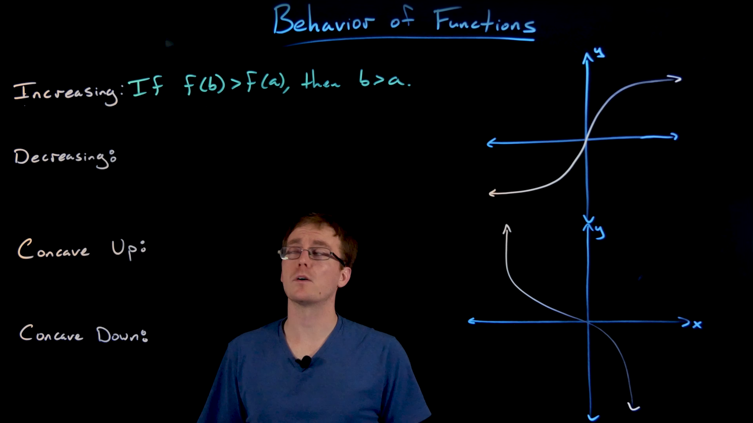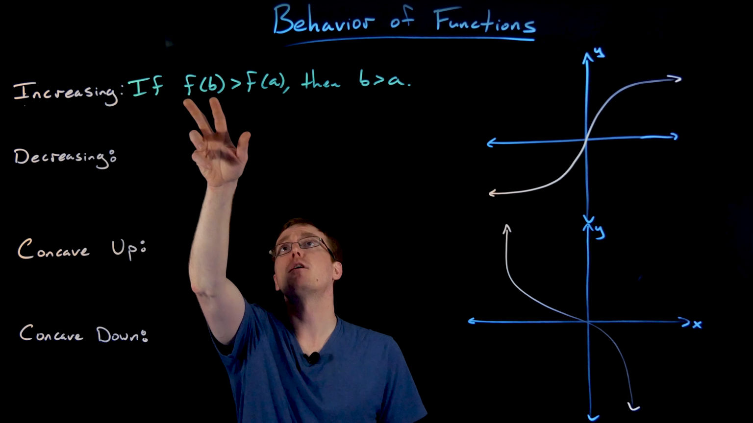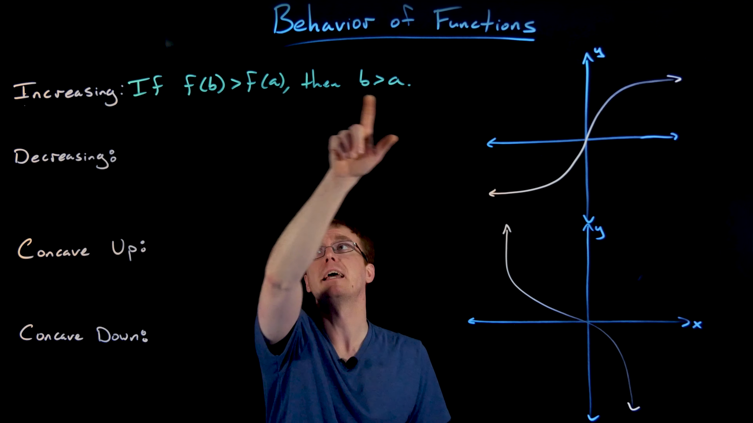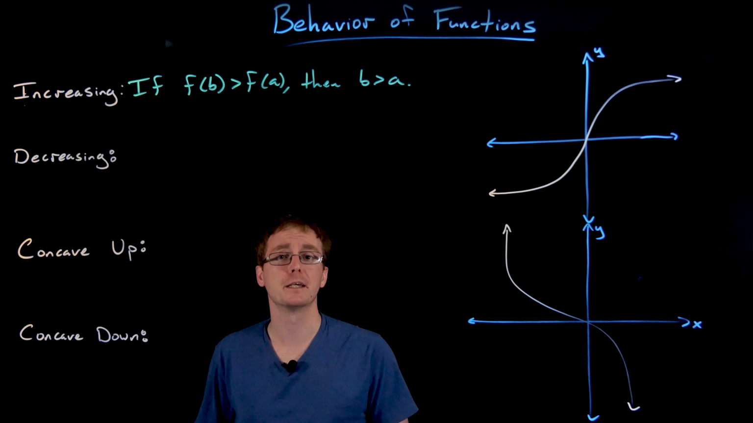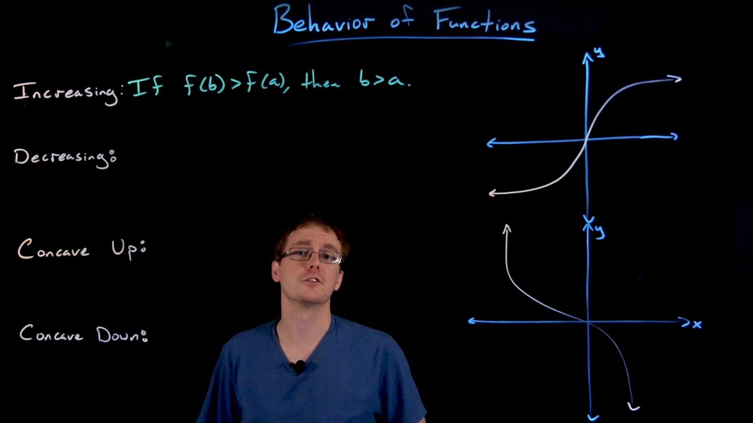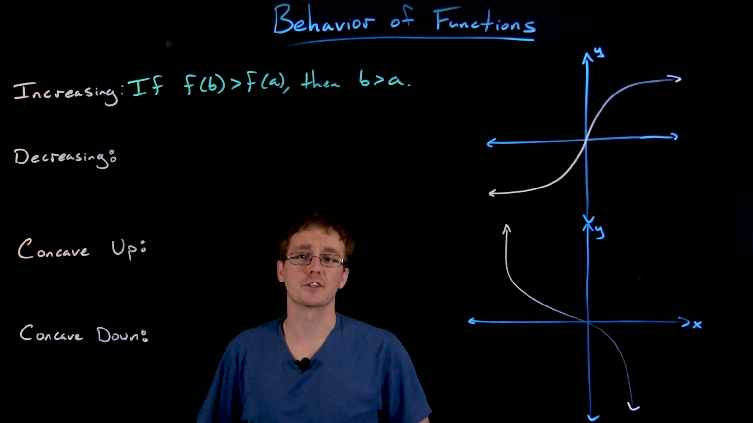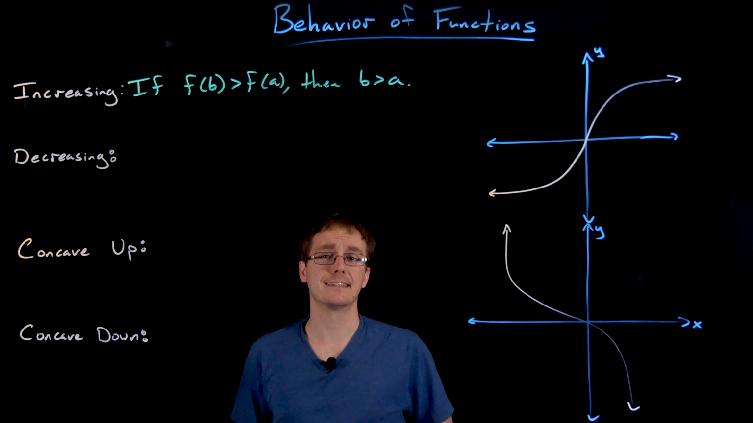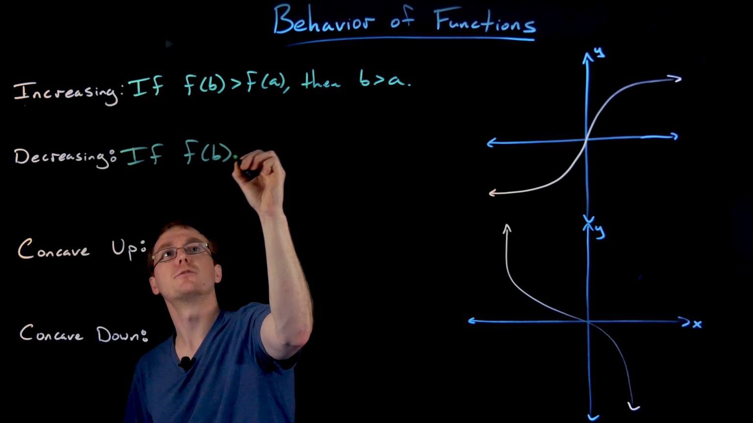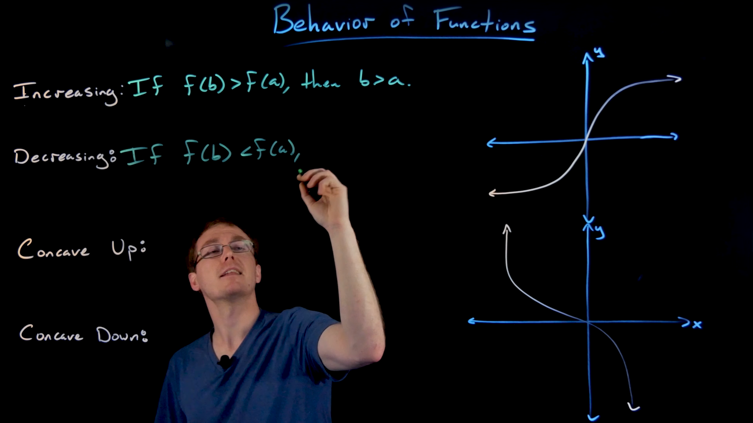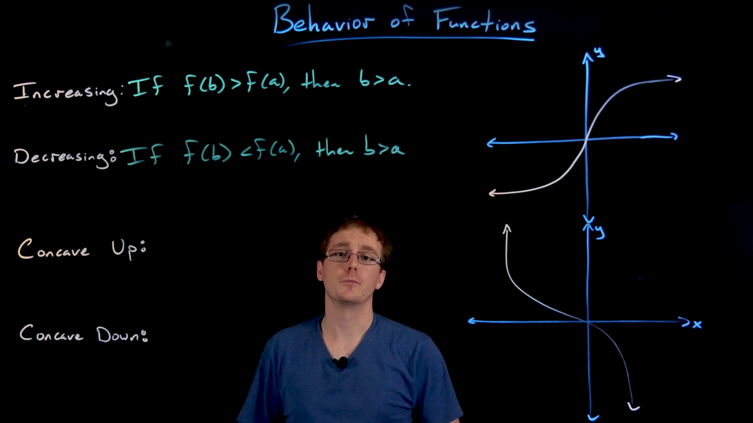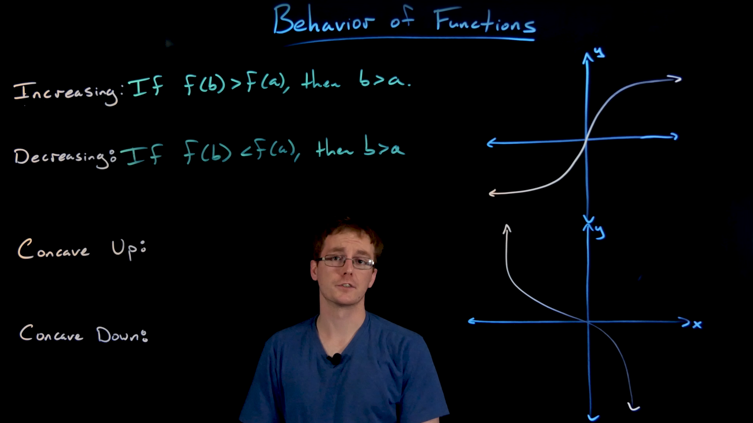Another way to interpret our symbolic statement for increasing is: if our outputs are getting bigger, so f of b is bigger than f of a, then that means b must be bigger than a. The corresponding inputs must be getting bigger as well. So we're increasing if as the inputs get bigger, the outputs get bigger as well. While for decreasing, the opposite is occurring. The outputs should be getting smaller as the inputs get bigger. So if f of b is less than f of a, as long as b is greater than a, then our function will be decreasing on this interval where this occurs.